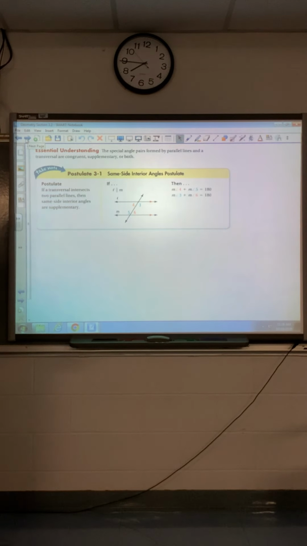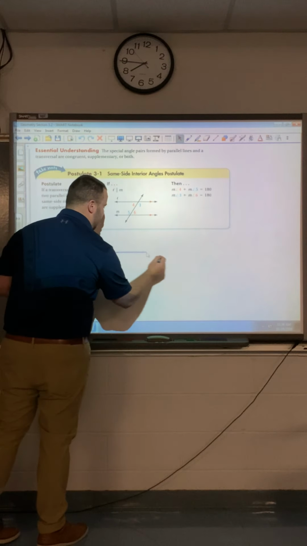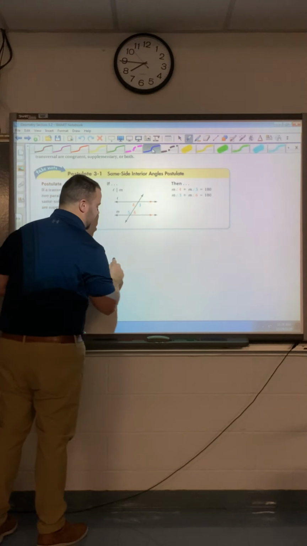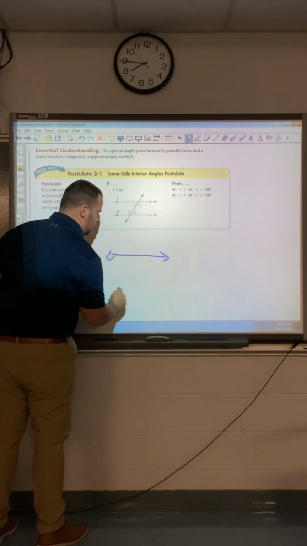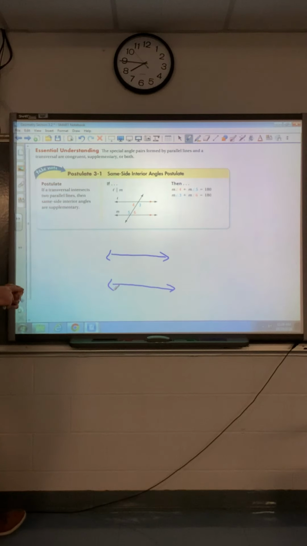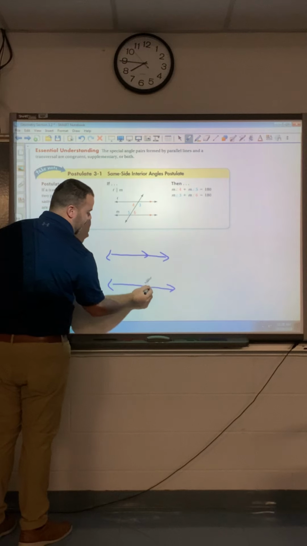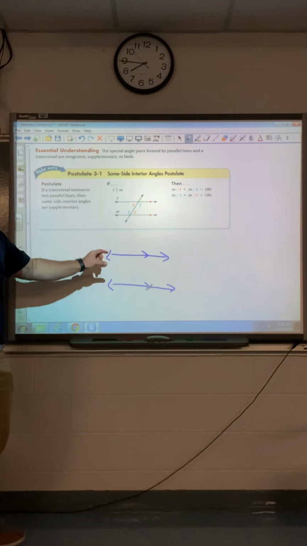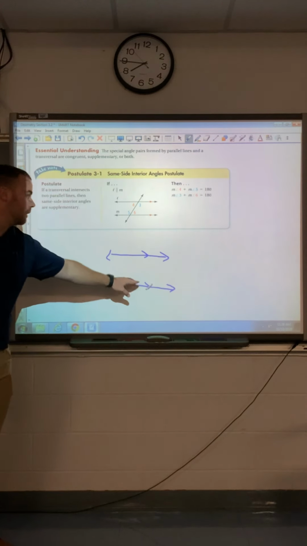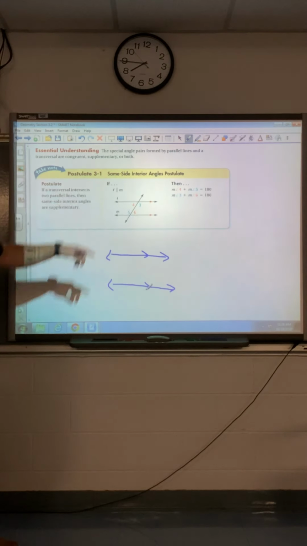All right, so this is talking about a special kind of transversal. This is a transversal that goes through a set of parallel lines. If you've got 2 lines that are supposed to be parallel to each other, what they do in math to tell you that they're parallel is they'll put a little tick mark or a little arrow on the line, and that means they're parallel. That's the definition.